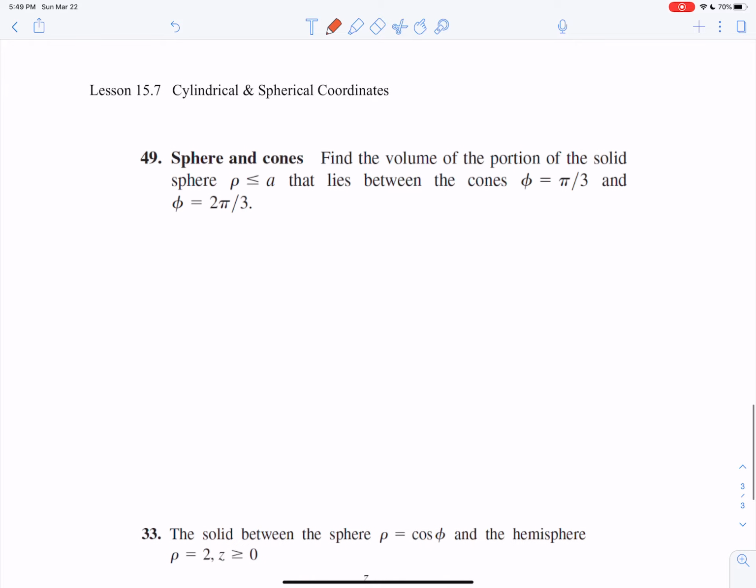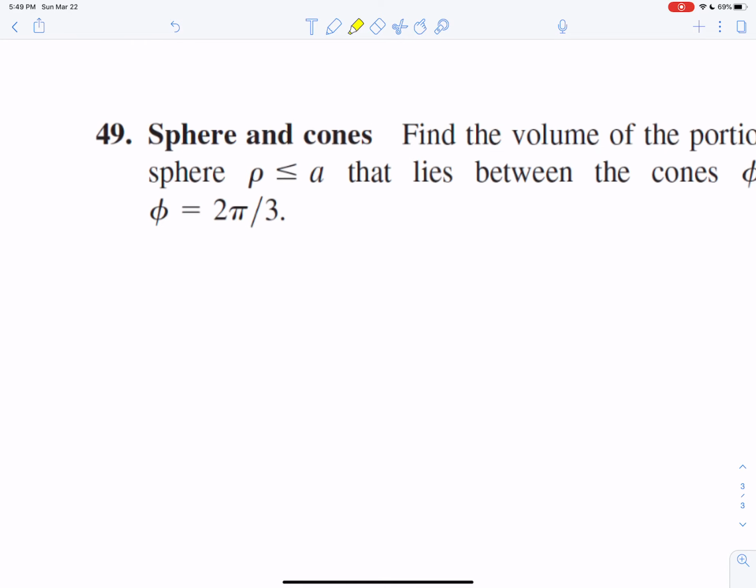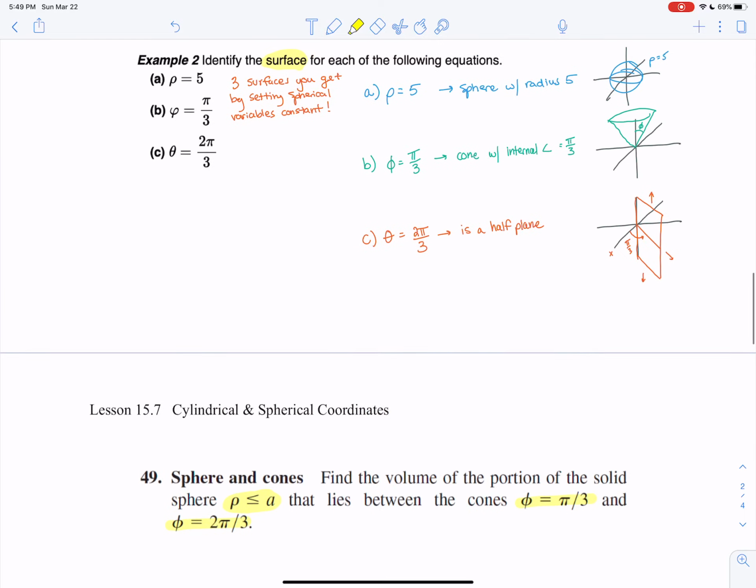Okay, let's take a look at number 49. Spheres and cones. Find the volume. Finding volume is a good indication that we're going to be using a triple integral, of the portion of the solid sphere rho less than or equal to a. So again that's the variable radius, so we're finding a general equation for the volume that lies between the cones phi equals pi thirds and phi equals 2 pi thirds. Those were these types of cones. Remember, setting phi equal to a constant gives you a cone.